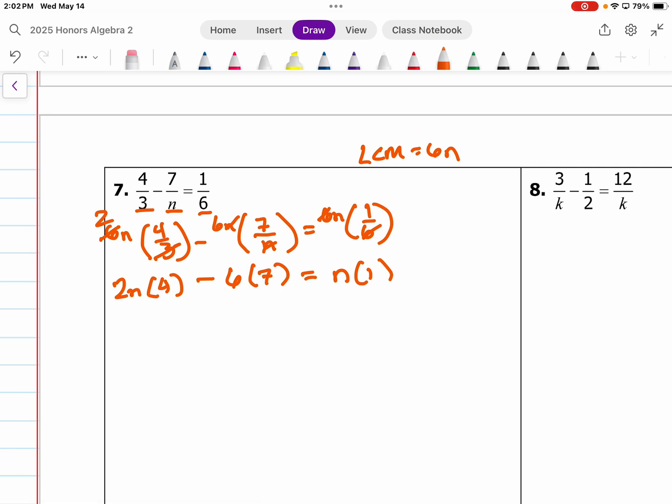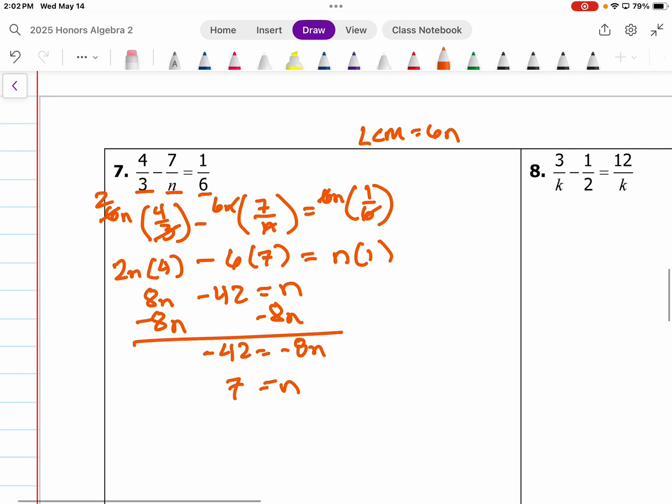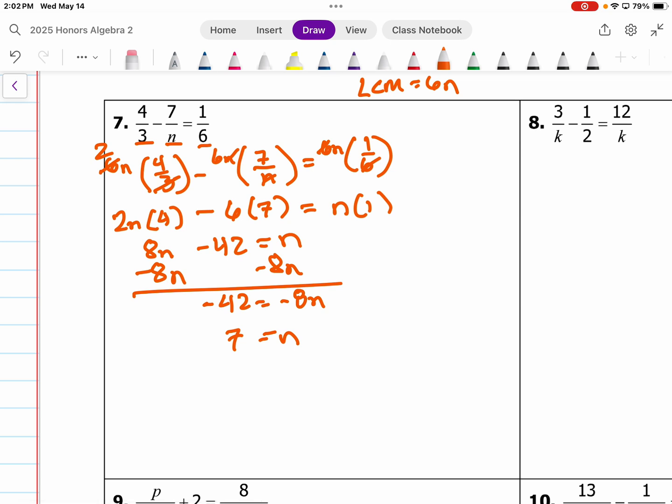Now there's no fractions. I can simplify: 8n minus 42 equals n. I'm going to bring the 8n across. I get negative 42 equals negative 8n. And n is equal to 7. And then what am I supposed to do? Check.